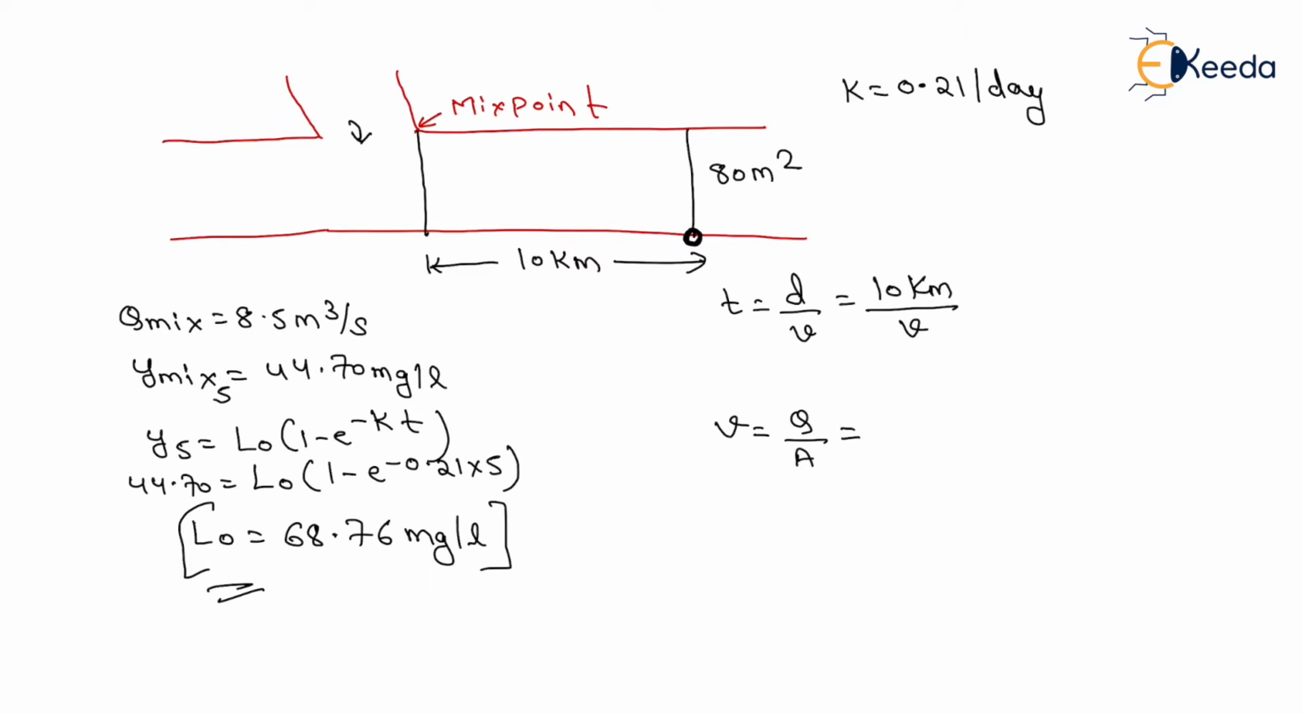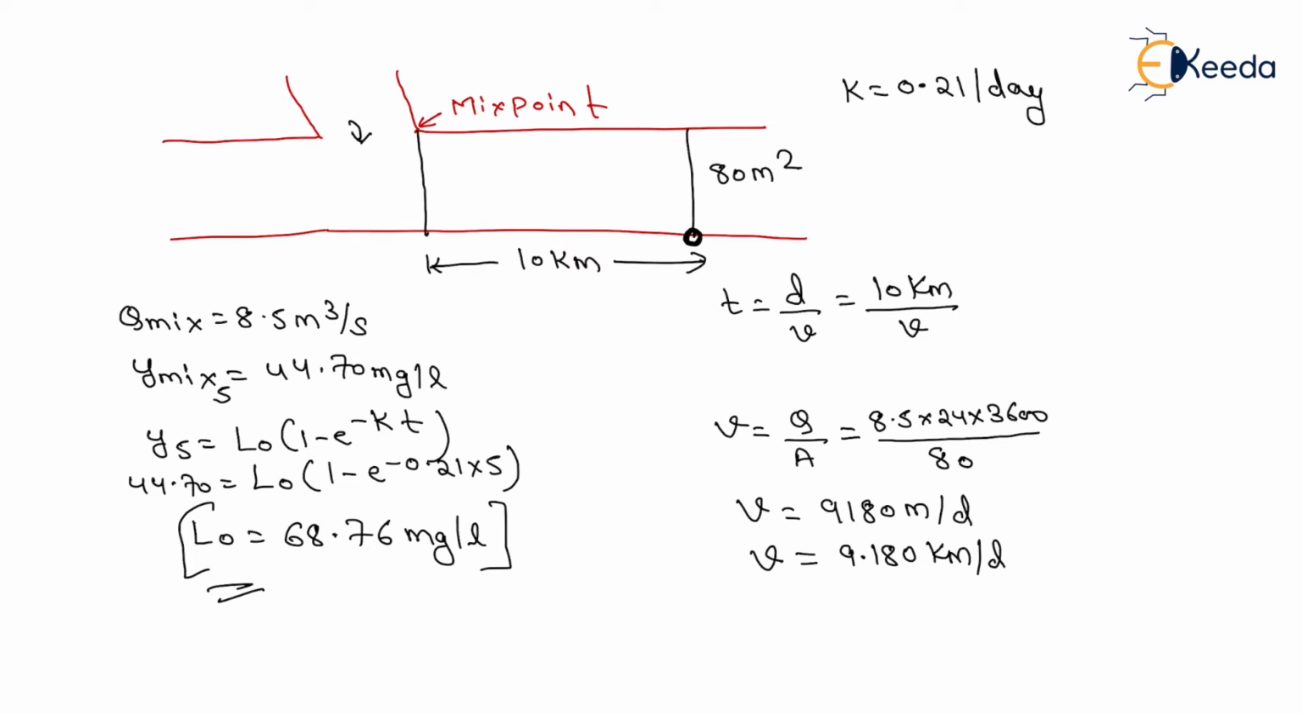The discharge is given as 8.5 meter cube per second. We need to convert this into meter cube per day, for which we multiply by 24 into 3600, divided by the area, which is 80 meter square. When we solve this equation, we get the value of v, which is 9180 meter per day. Now we convert this velocity into kilometer per day, which is 9.180 kilometer per day. Now we have computed the value of v.